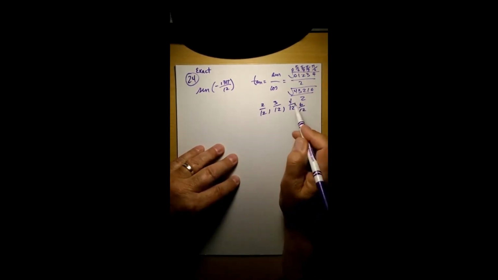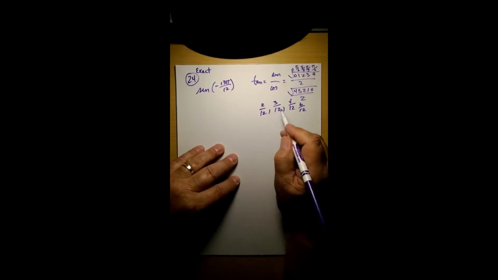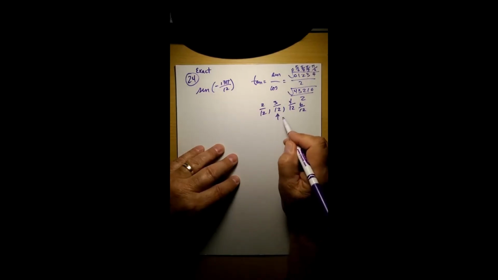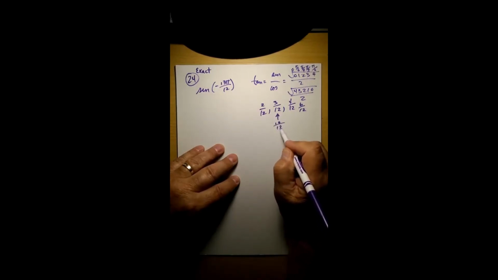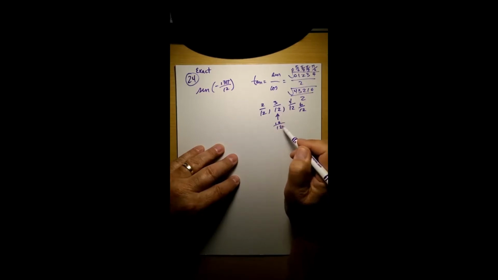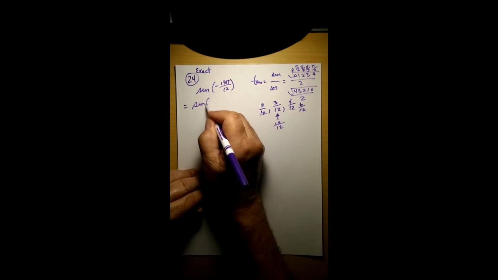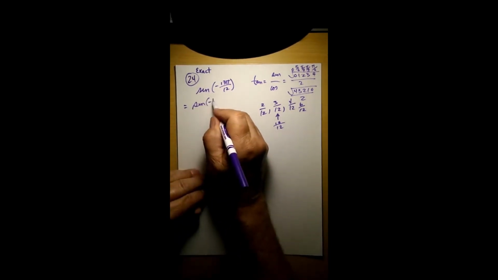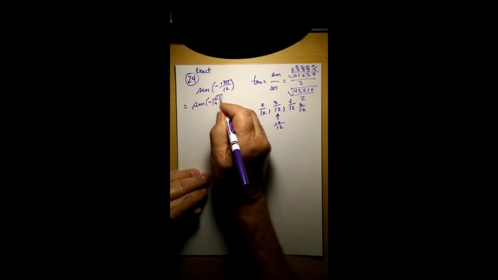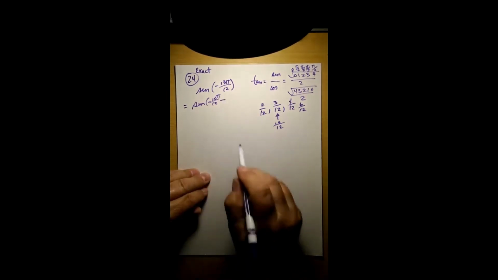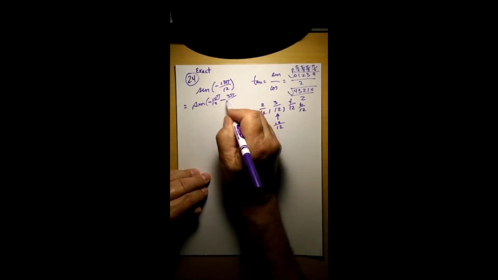Well, remember, it doesn't have to just be these. How about if we do 10 twelfths and 3 twelfths? That'll give us 13. So the sine of, we need a negative 10 twelfths pi minus 3 pi over 12.